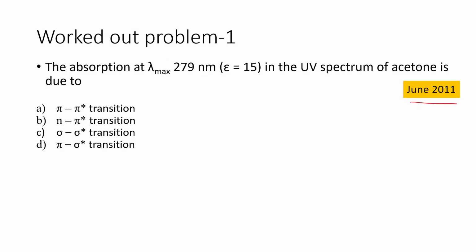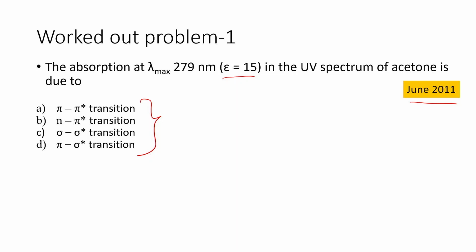So this question was asked in June 2011. This is based on ultraviolet spectroscopy. The absorption lambda max 279 nanometer with epsilon 15 in a UV spectrum of acetone is due to. There were 4 options given, 4 types of transitions.